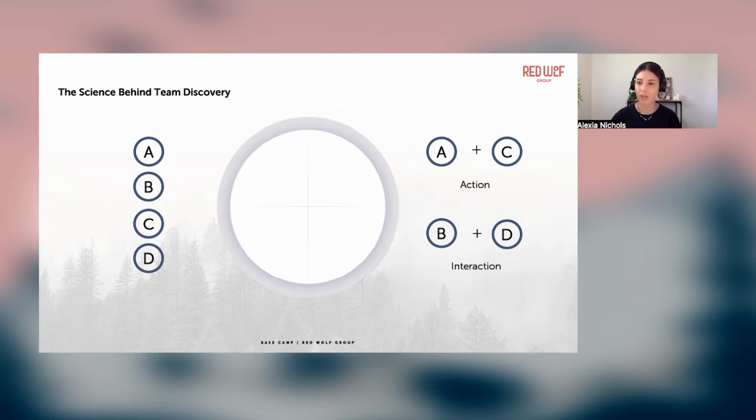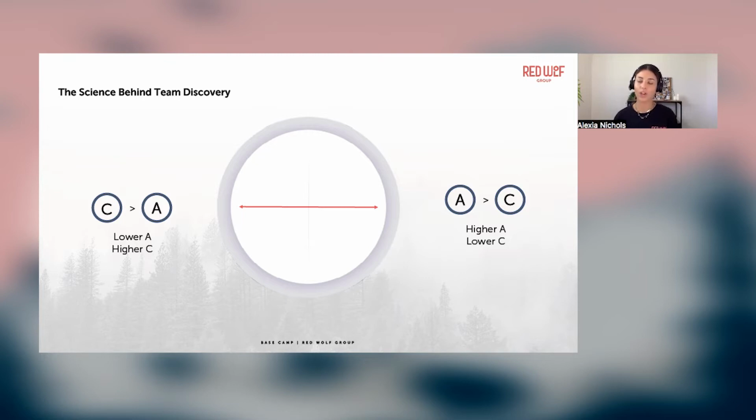And then the second factor combination that's looked at when plotting people into the quadrants is the B and D factor combination. That's looking at interaction. So whether you are B over D, so you're quite informal in nature, or whether you are D over B, you're formal in terms of how you prefer to communicate. So specifically, people are plotted within the quadrants based on which one of these 2 factor combinations they have.